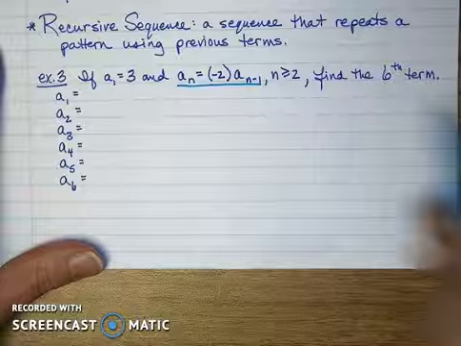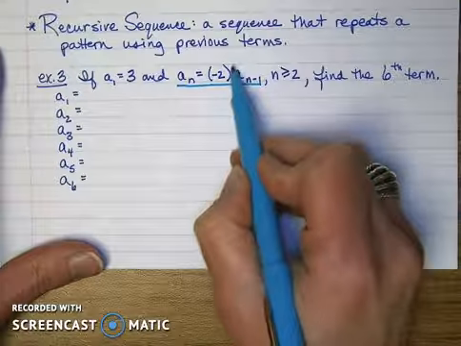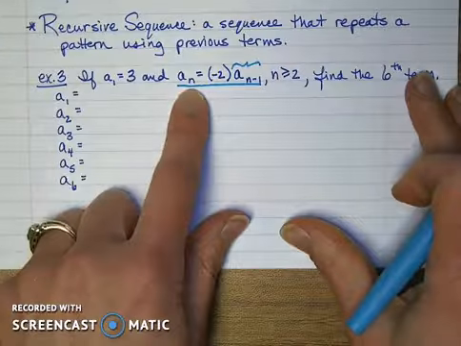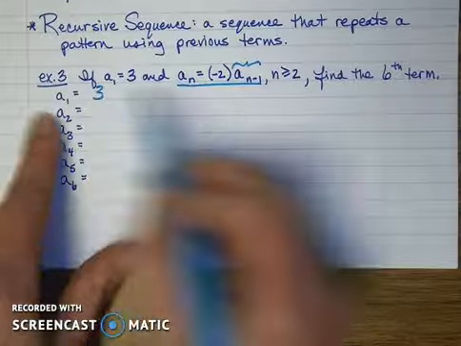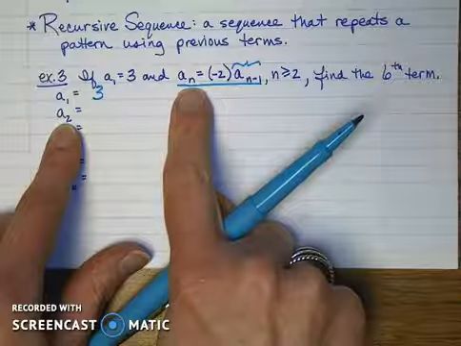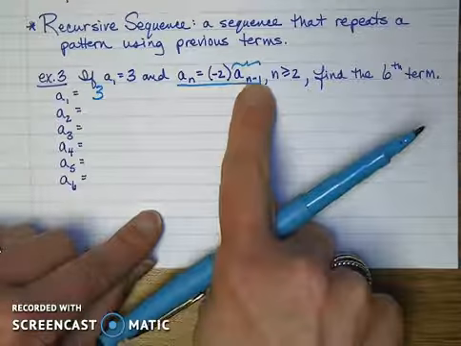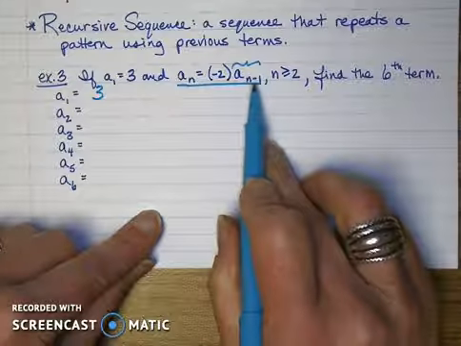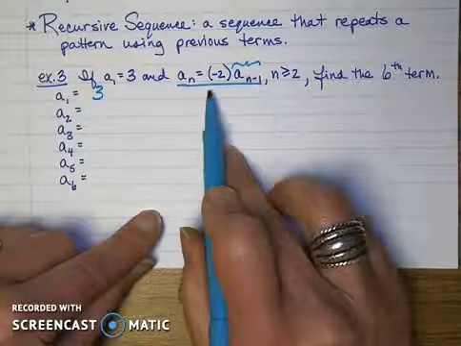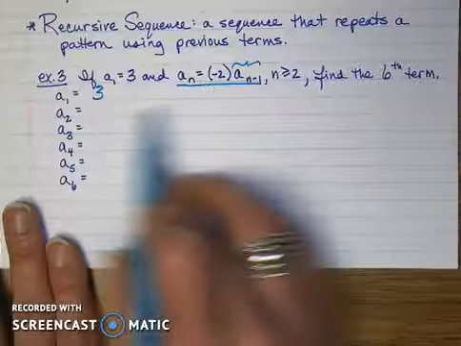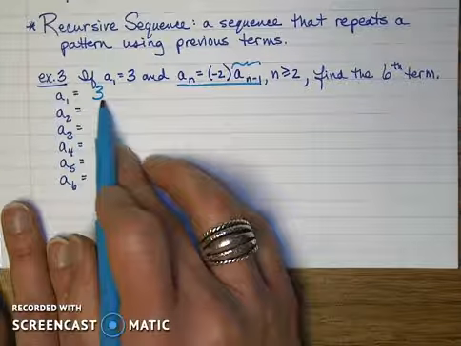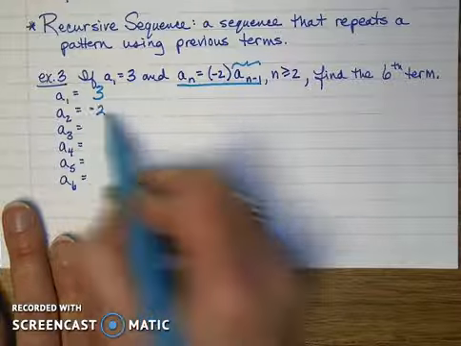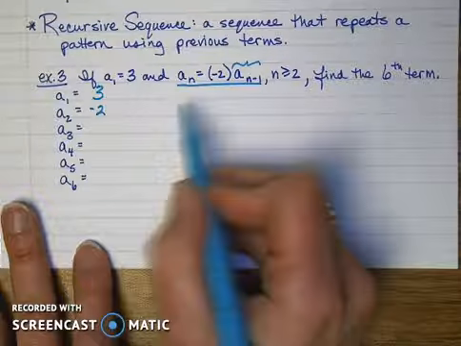Now this little creature right here is where you're putting the previous term. Because if a sub 1 is 3, and I want to find the second term, a sub 2, right here, then I have 2 minus 1. This is the first term. So when you see the a sub n minus 1, that is the previous term. So here, the first term is 3, and for the second term we're going to have negative 2 times the first term, which is 3.